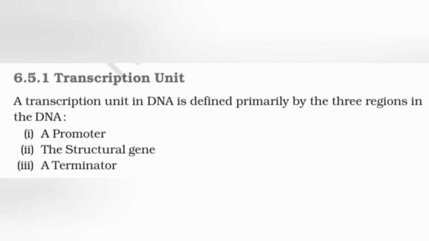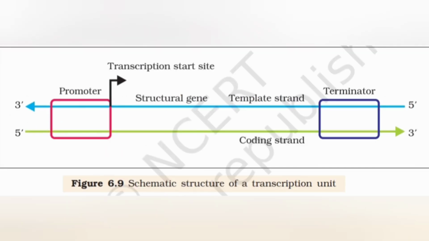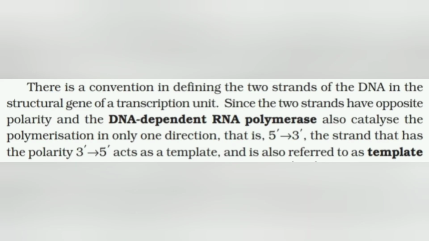A transcription unit is made up of three regions in a DNA: a promoter, a structural gene, and a terminator. Let us see these three parts. On a DNA strand, one sequence is the promoter sequence, from where the transcription starts. Then comes the structural gene on the template strand, which is meant for the RNA that codes for a protein. And the last sequence is a terminator sequence, which stops the transcription of the template strand. The other one is the coding strand, which has a sequence similar to the RNA that is formed.